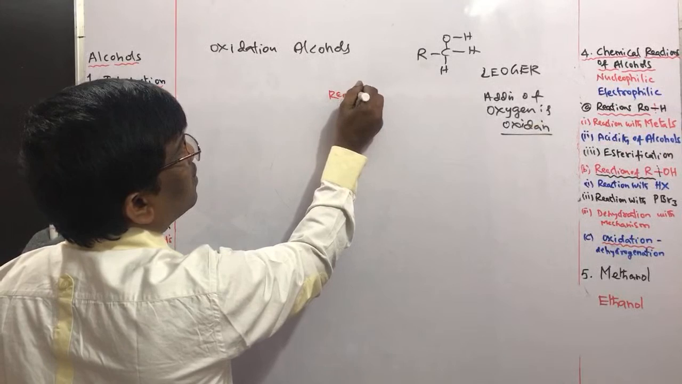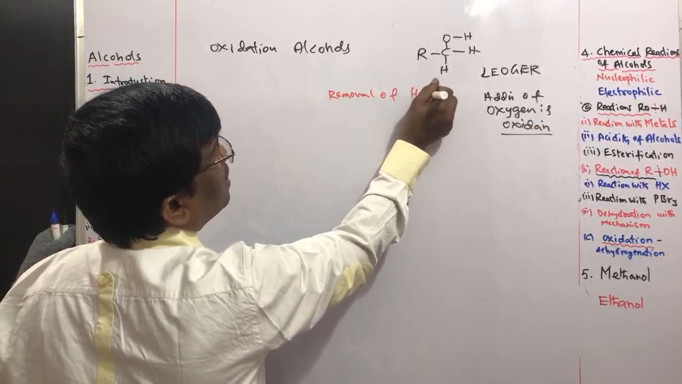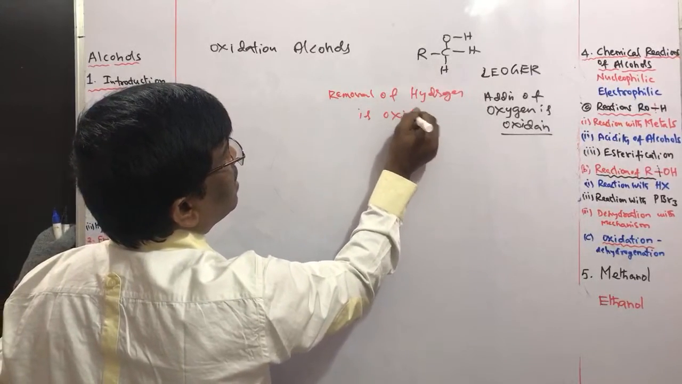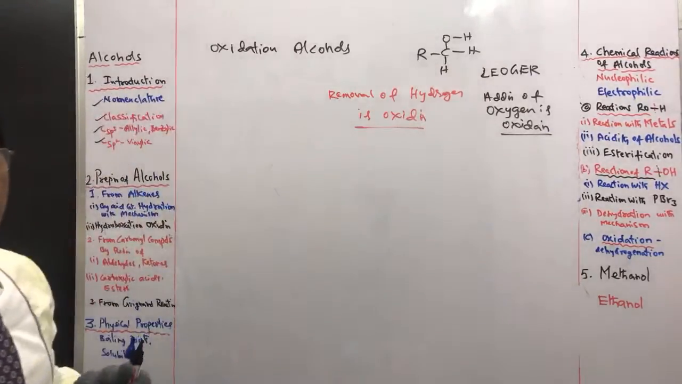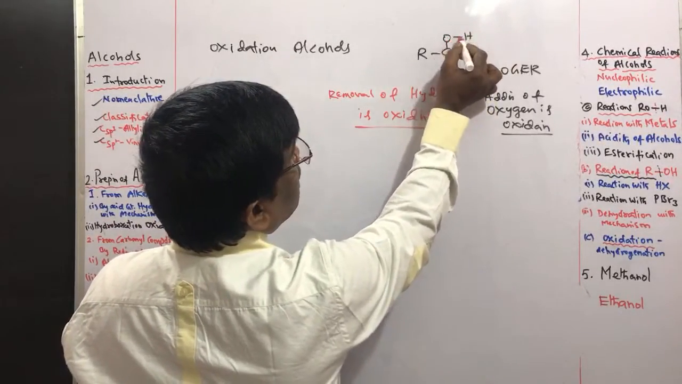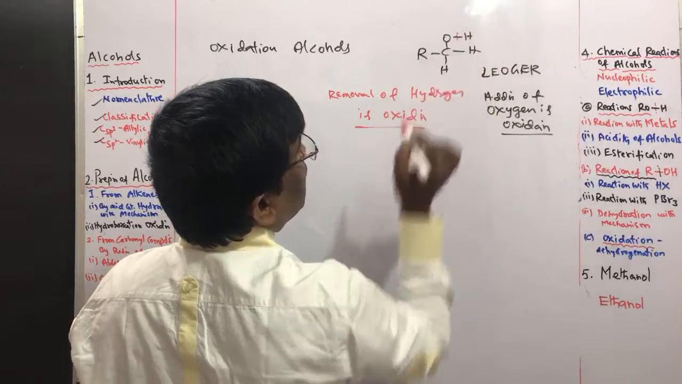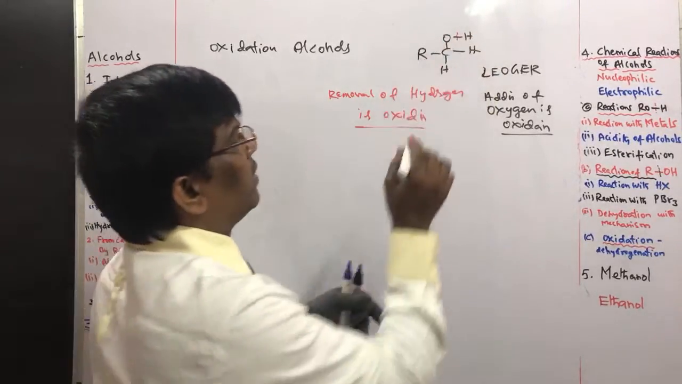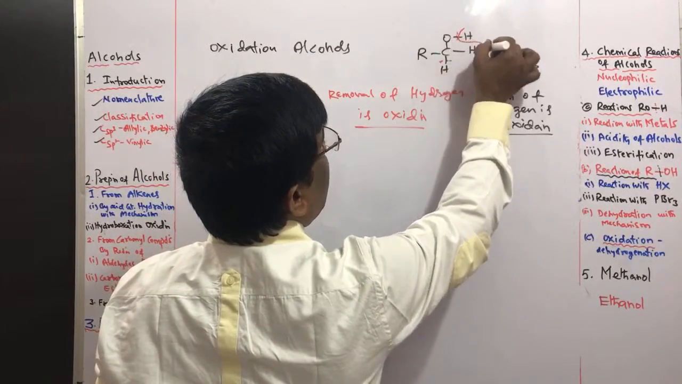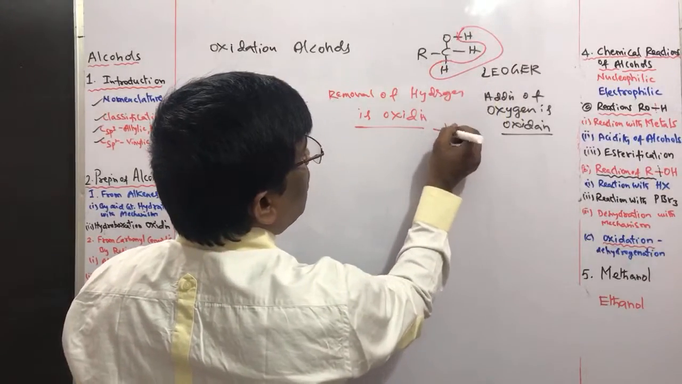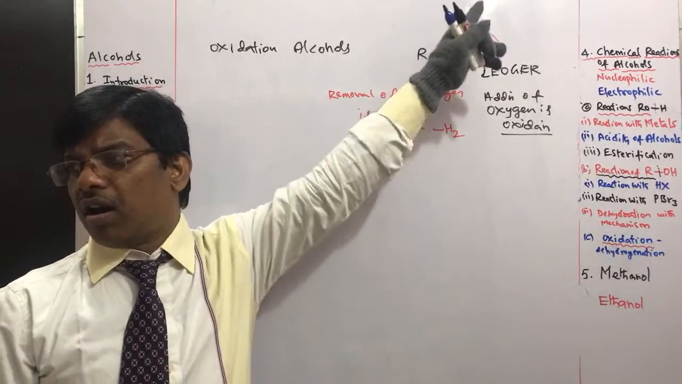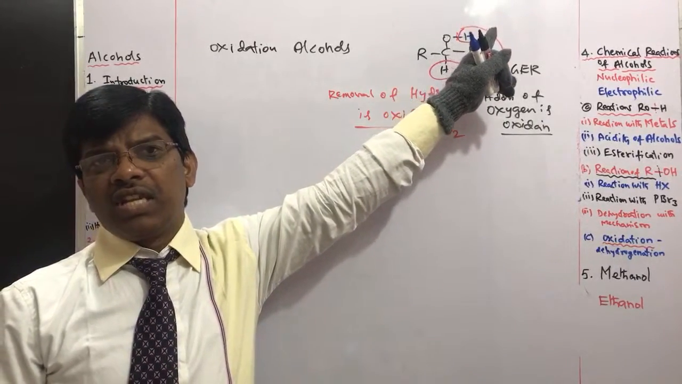Removal of hydrogen is oxidation, right? In this case, we are going to remove one hydrogen from the oxygen and another hydrogen from the carbon. It goes out as molecular hydrogen. So removal of molecular hydrogen from alcohol is known as oxidation of alcohols.